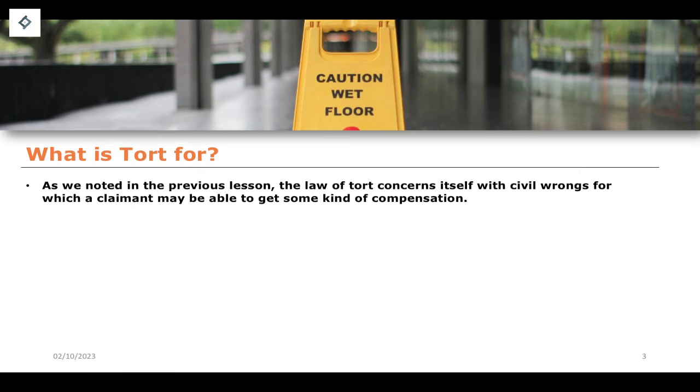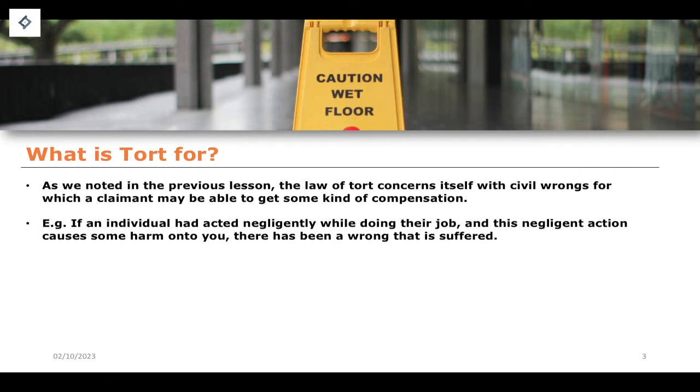Now, we noted in the previous lesson a general definition of tort, which is just simply the idea that we have civil wrongs which a claimant may be able to get some kind of compensation for, claim for damages, for example. And this is important for a number of different reasons. There is the idea here of some kind of wrong that is done to an individual, and that individual can then claim a civil case, and therefore the defendant may be civilly liable for a particular damage that is caused as a result of the wrong that they had inflicted.